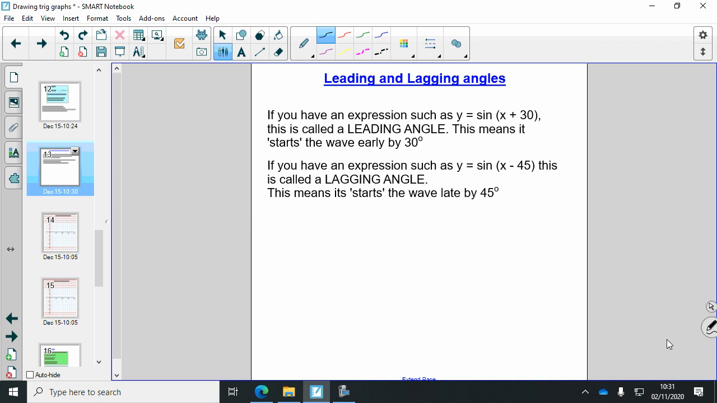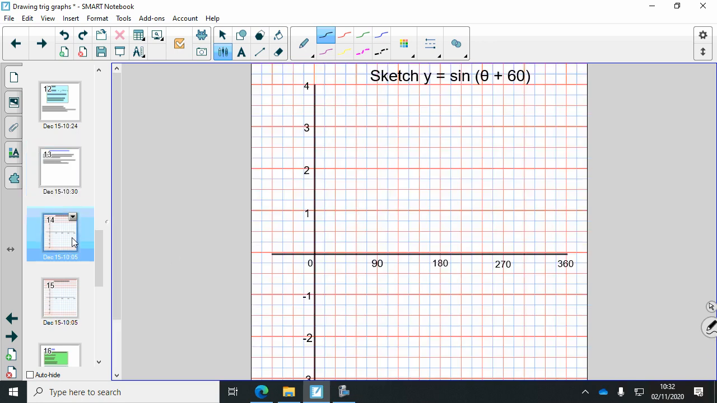This is the second one on drawing trig graphs. So we're going to now look at leading and lagging angles. If we have an expression such as y equals sine x plus 30, this is called a leading angle. It means that it starts the wave early by 30 degrees. If you have an expression such as y equals sine of x minus 45, this is called a lagging angle, and it means it starts the wave late by 45 degrees. So it's a little counterintuitive.